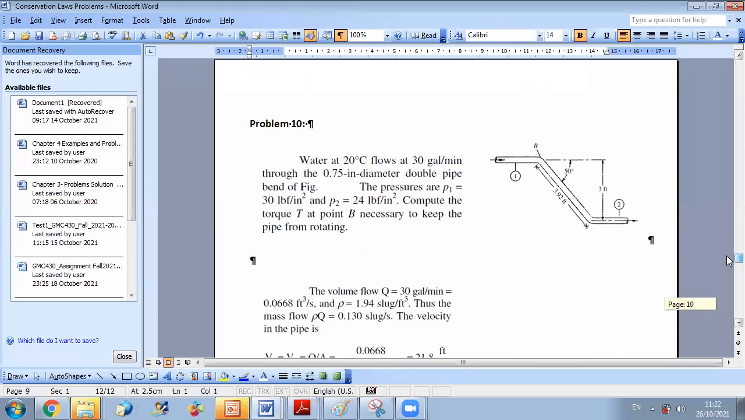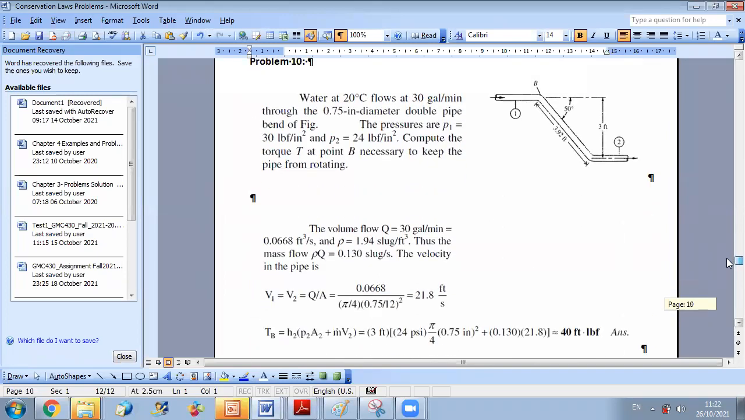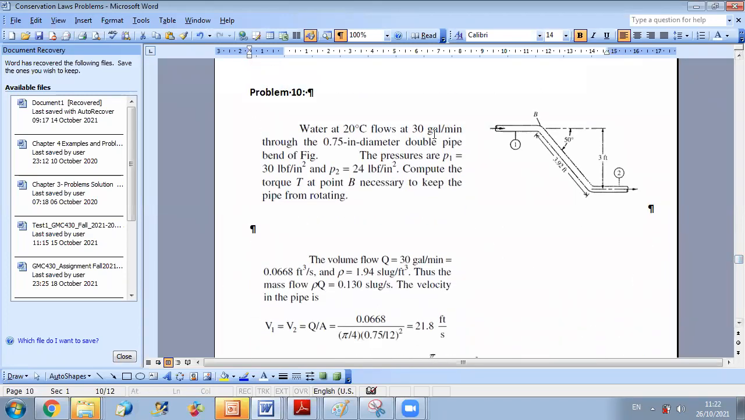Water at 20 degrees flows at 30 gal per minute through the 0.75-inch diameter double pipe bend of the figure. The pressures are given, so we have the pressure at section 1. We know the value of P1. We know the value of the pressure at section 2, P2.